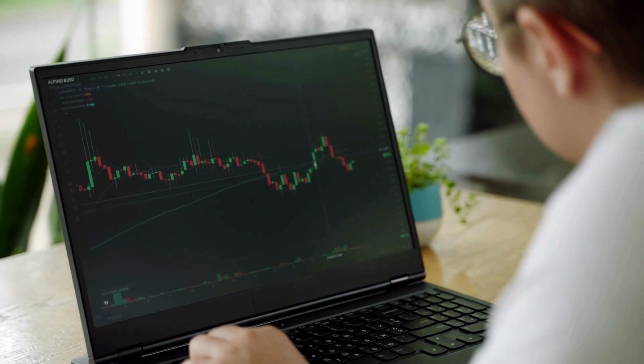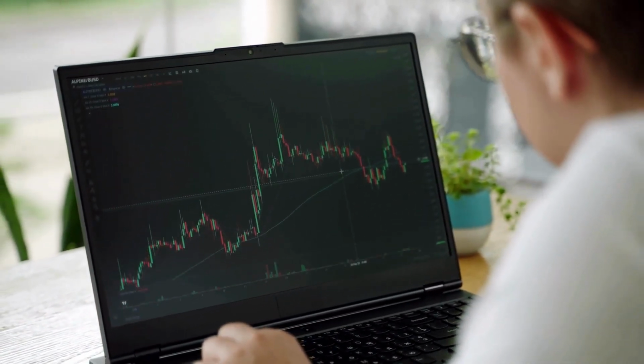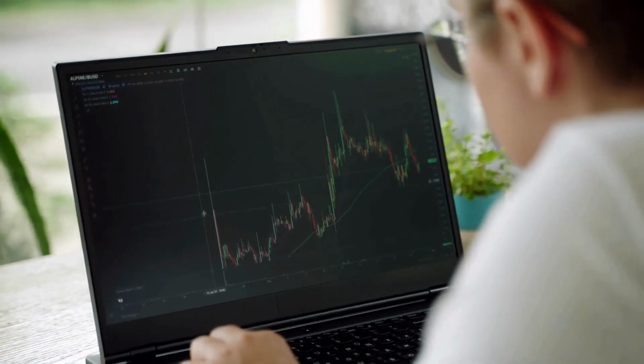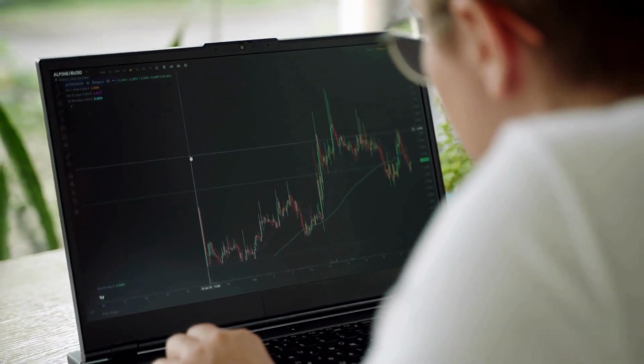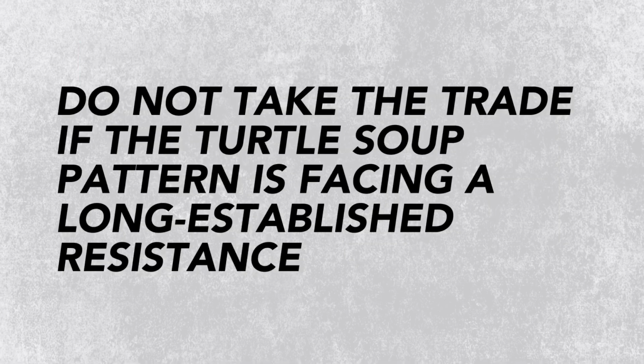If you are a day trader, you may check the market trend on a 4-hour chart and the hourly chart before implementing a trade on the 15-minute chart. In all cases, trade with a stop loss and target a 1-to-3 risk versus reward. If such a ratio is not on offer, do not take the trade. If the turtle soup pattern is faced with a long-established resistance, do not take the trade.